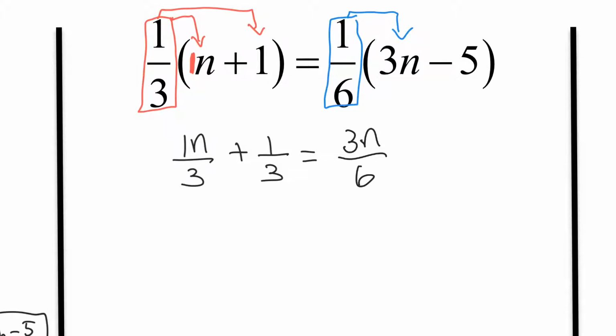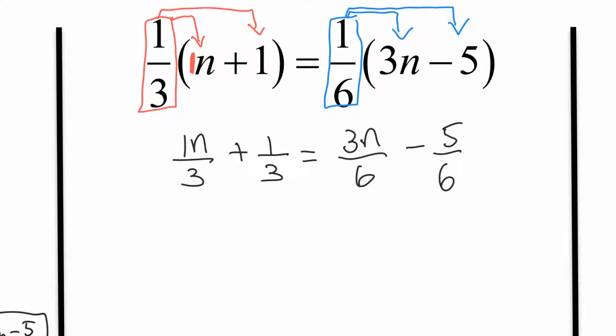And then you guys are going to distribute the 1/6 over -5. You multiply the numerator times the -5. So that's going to be -5. And you guys keep the denominator. The denominator is 6. So that one stays the same. One more time. Notice that we do have 3 over 2 here.